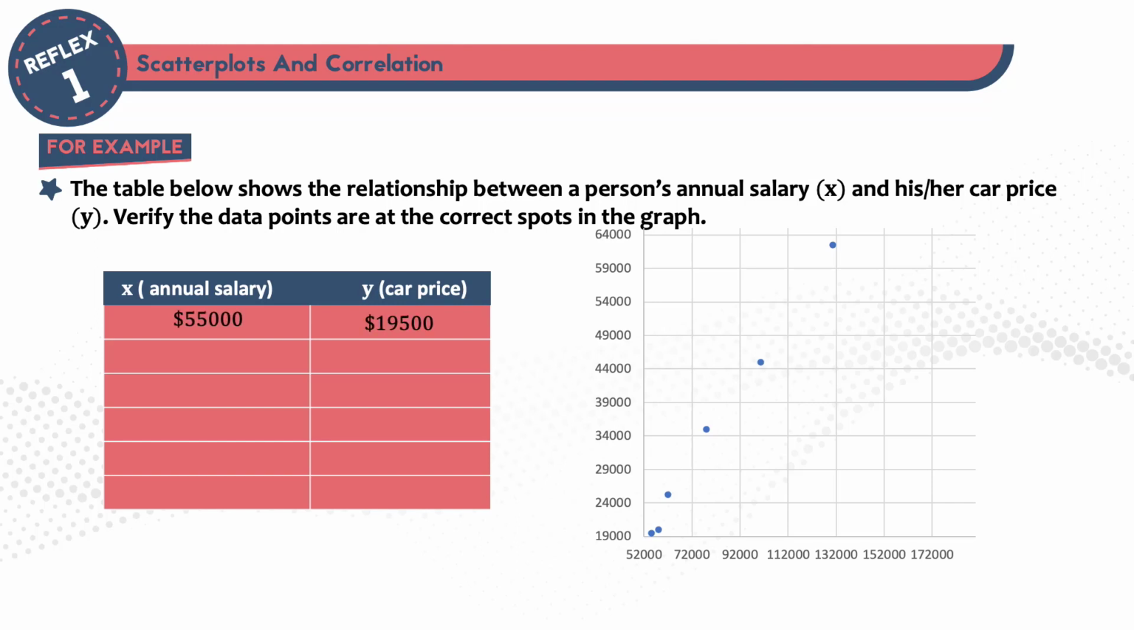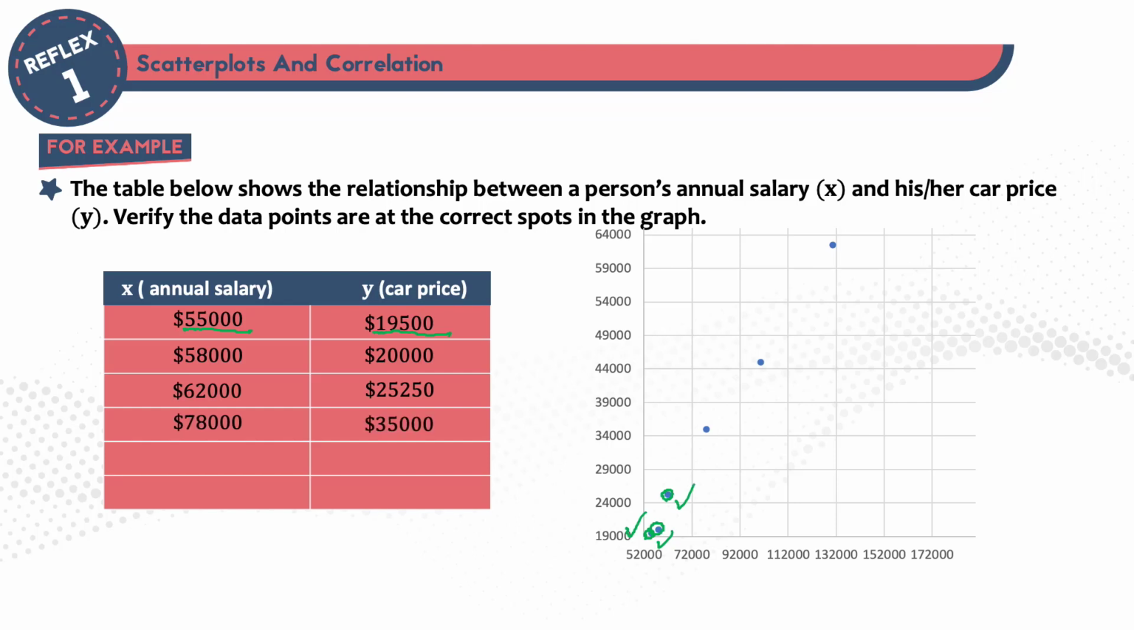Let's check the first entry here. When the salary is $55,000, the car price is $19,500. So that would be this first point there. Yep, that looks about right. The second entry, we have $58,000 for salary and $20,000 for the car, and that would be the second dot right here. That looks about right. The third entry, $62,000 for the salary and $25,250 for the car price. So that would be this point right here.